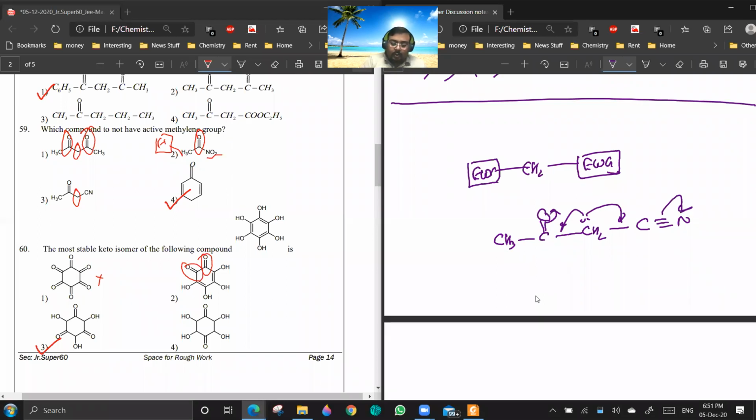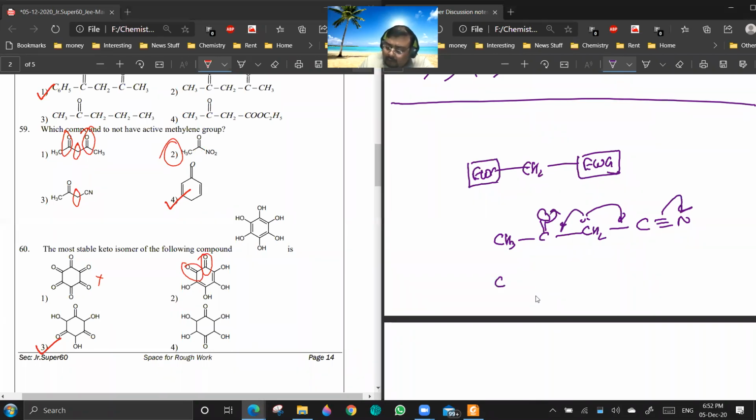Getting the point? Sir, he's asking, option 2 does not have a methylene group, right? What are they asking? One minute. Sir, electron withdrawing group is there means active methylene group. Second is not an electron active one. Even 2 is the answer? You need groups on both sides.